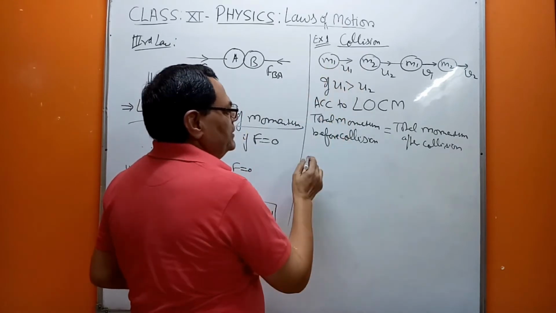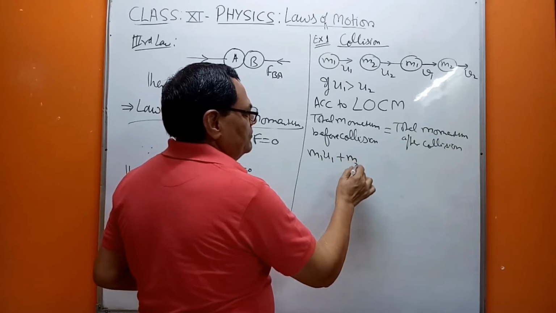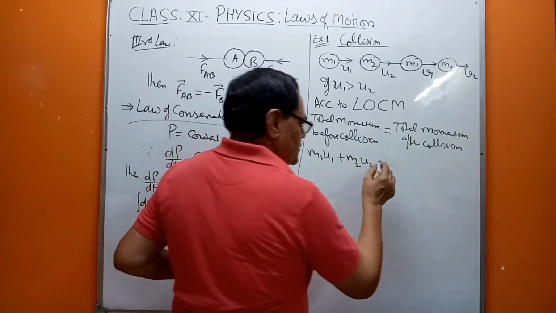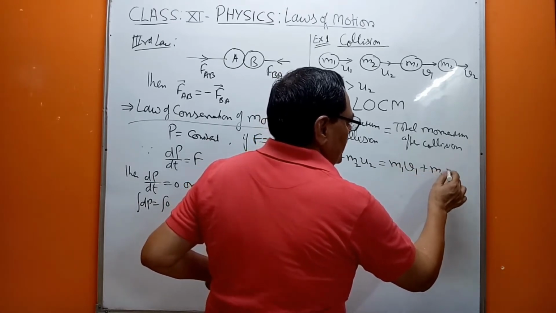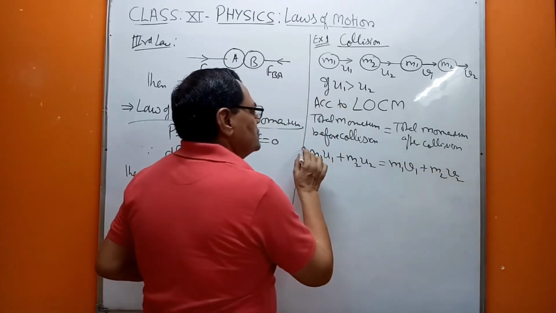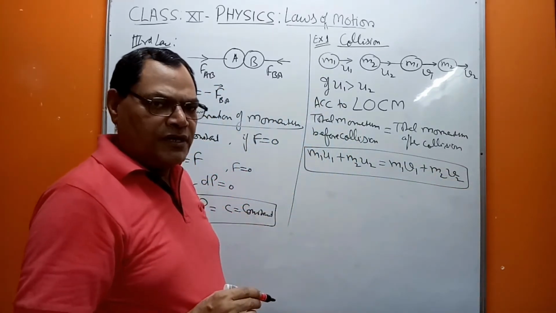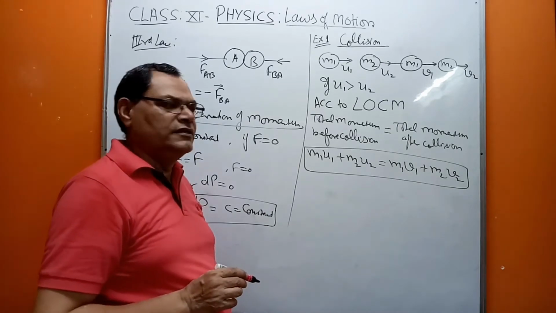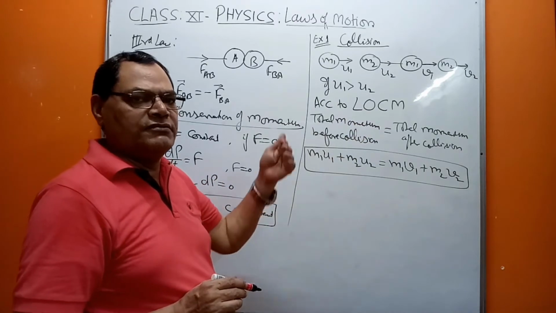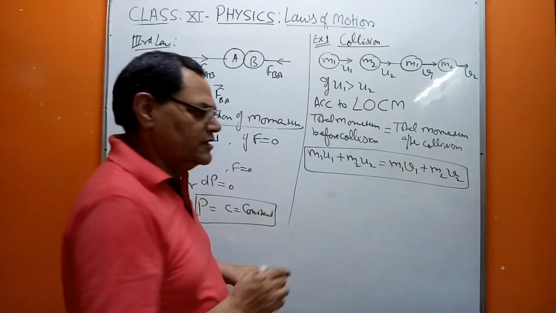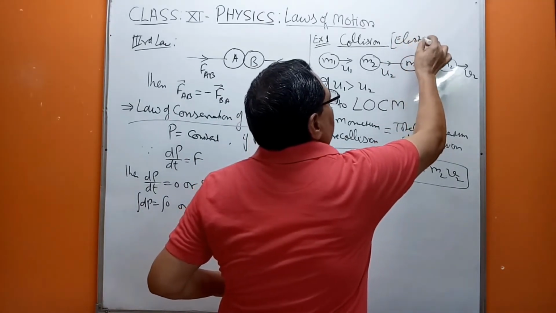That is, the momentum of the first body will be m1 u1 and of the second body will be m2 u2. So it should be equal to m1 v1 plus m2 v2. This is a very important formula for the numerical problems. This is one of the good examples of the law of conservation of momentum regarding the elastic collision of the two bodies.